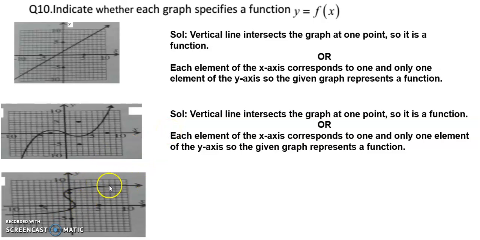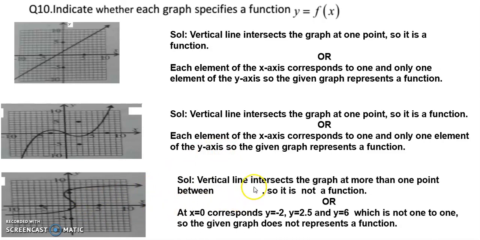Let's check this graph. If you draw a vertical line here, for example, we can take the y-axis as our vertical line. This line will intersect the graph at this point, the second point, and here the third point. So the vertical line will intersect this graph at 3 points, so we can say that this graph does not represent a function. Here is its solution. The vertical line intersects the graph at more than 1 point between -1 and 1. So it is not a function.